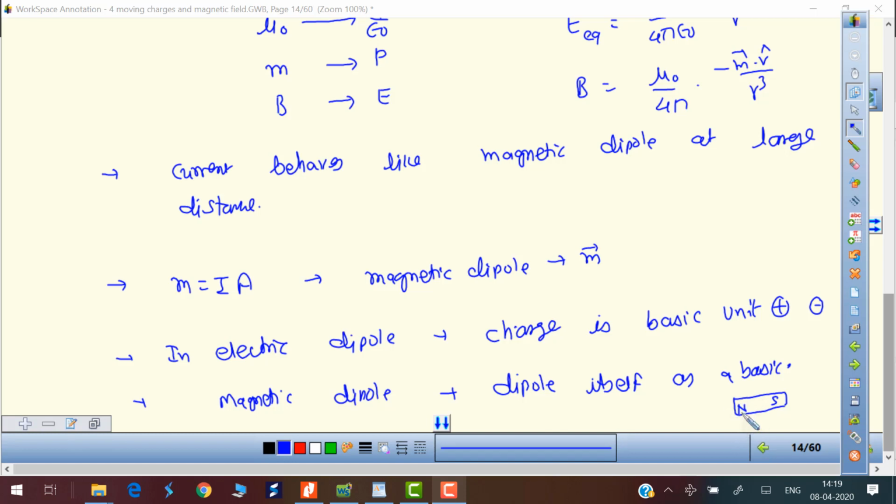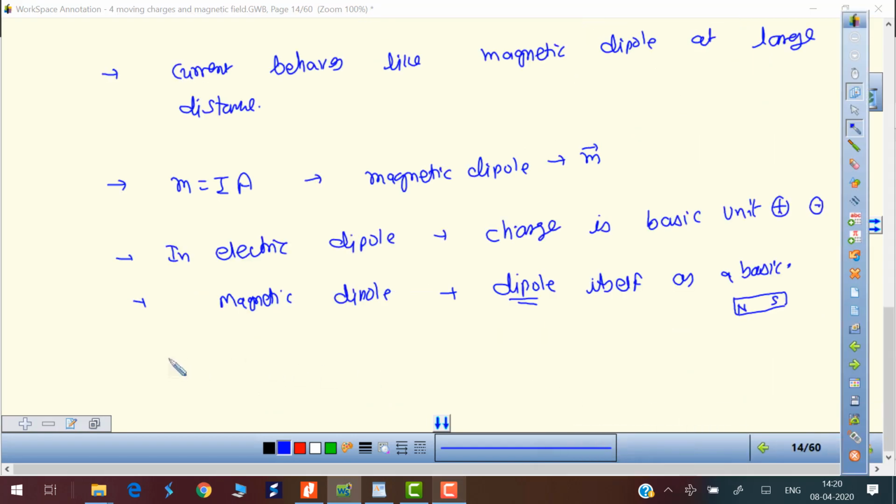Monopole does not exist. So the basic thing is the dipole itself, and here the basic is positive charge or negative charge. So that is the main difference between electric dipole and magnetic dipole. Here also we can say that this magnetic field or the magnetic dipole is generated because of the moving charge, or you can say current. So current is the basic thing.